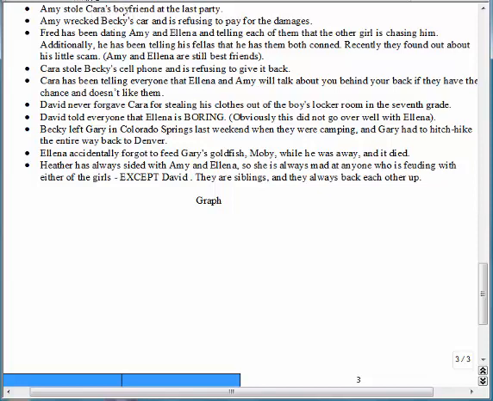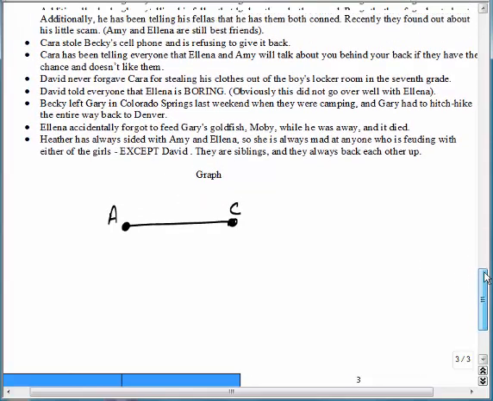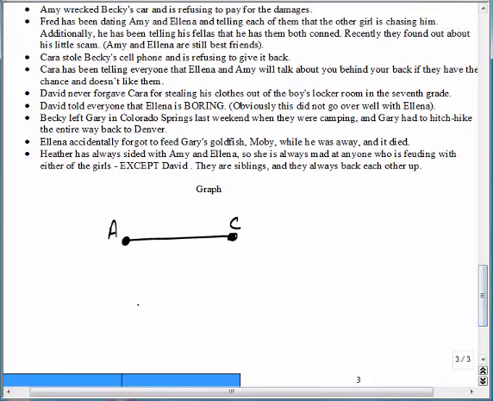So let's figure out which people should not ride together because they're not friendly to each other. It says Amy stole Cara's boyfriend at the last party. So you'd want to make A and C adjacent so that they don't have the same color, which would represent the number of cars we need. So A and C are adjacent because Amy stole Cara's boyfriend. Amy wrecked Becky's car and is refusing to pay for damages. So again, Amy and Becky shouldn't be in the same car because they're not too happy with each other. So again, I'll put another vertex down here and connect A and B.